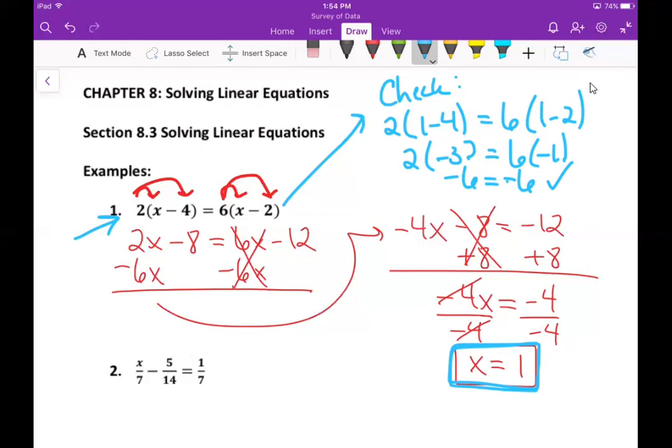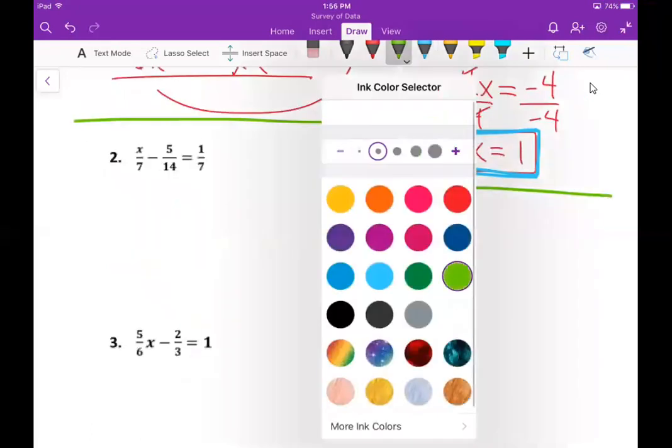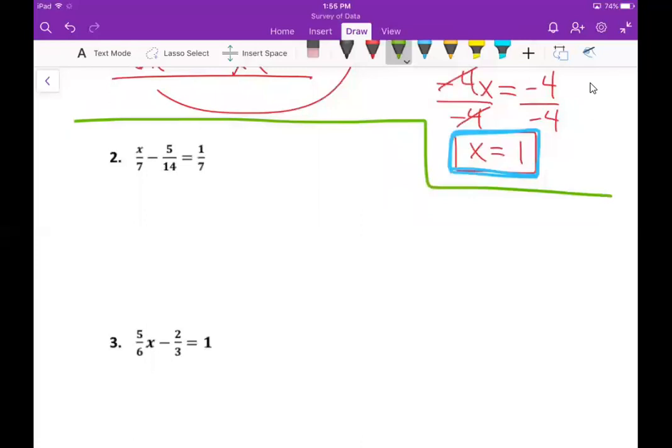All right, let's try this next one here. So now I have some fractions to deal with. So I'm going to show you how I would deal with the fractions. Now, a first step you could take, and not a bad step to take, is to say, okay, I've got my x term sitting right here, so I can move this 5/14 term to the right-hand side by adding it in order to get the x term by itself.